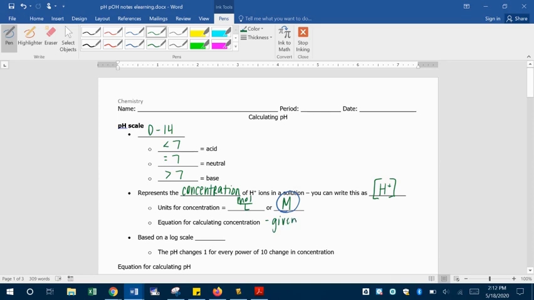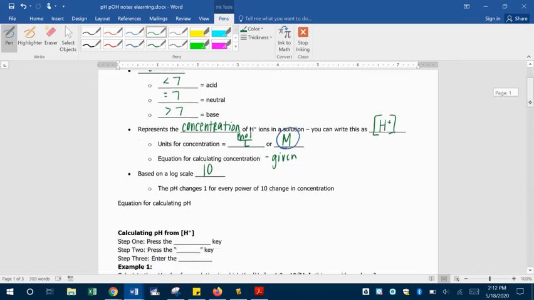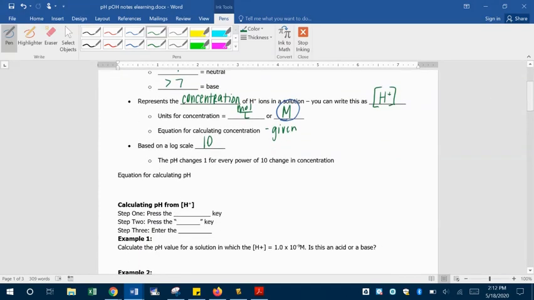The pH scale is based on a log scale 10, which means that every change of 1 in pH is a power of 10 change in concentration. Now, the nice thing is that you don't really have to understand logs in order to understand pH, because your calculator is going to do all of the work for you. So let's see what our equation is for calculating pH. So for pH, we're going to do the negative log of our hydrogen ion concentration. But remember, we can just write that as H plus in brackets.